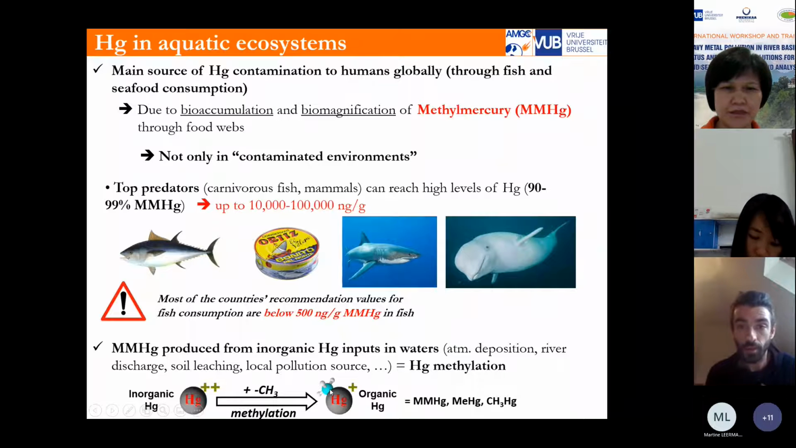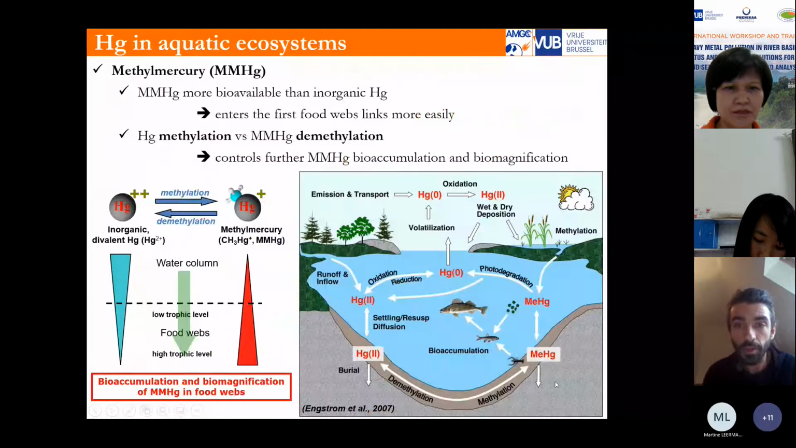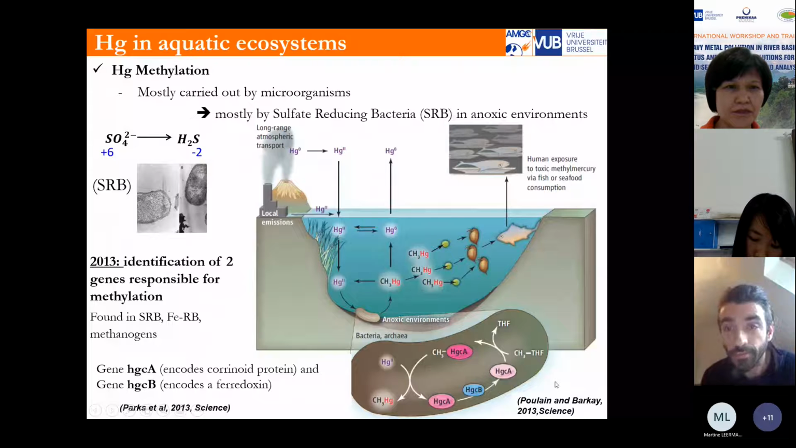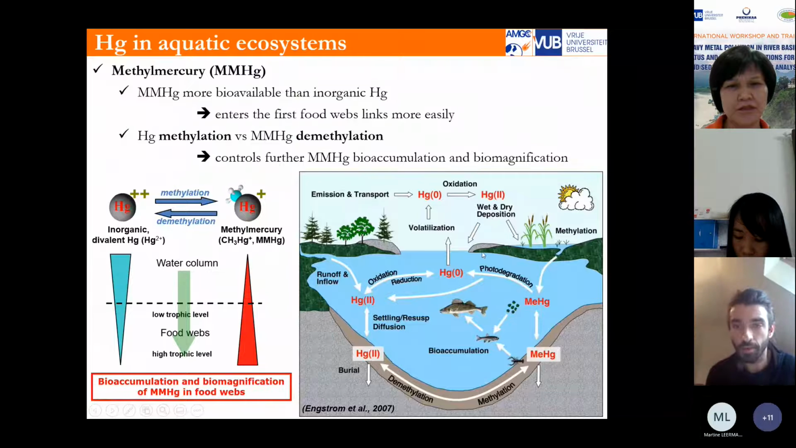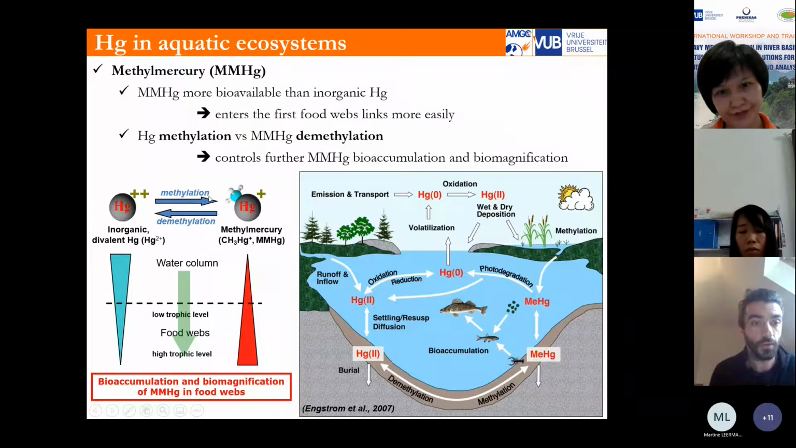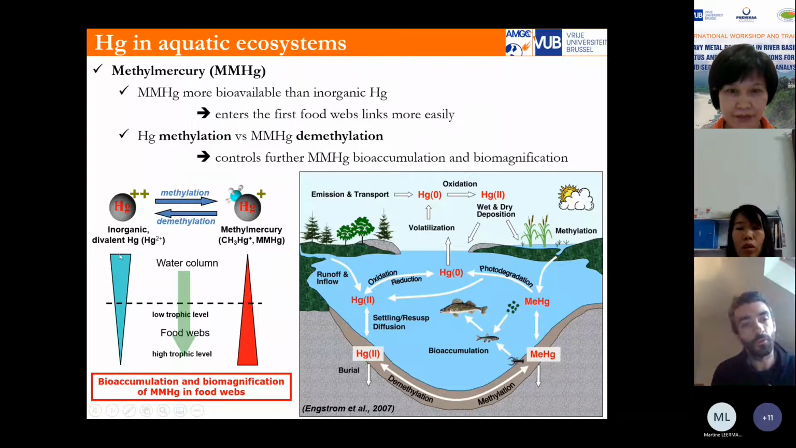So here again, I put a cycle of mercury. Basically, when you are in aquatic systems, you have runoff and wet and dry deposition that actually put mercury in your system, and then it can be methylated. So what will control mercury accumulation will be methylation versus demethylation, or the net methylation. And as you can see, in the water column, you have mostly inorganic mercury, but the further you go in the food web, the lower the inorganic mercury you have, and in contrast, the higher the methyl mercury you have.